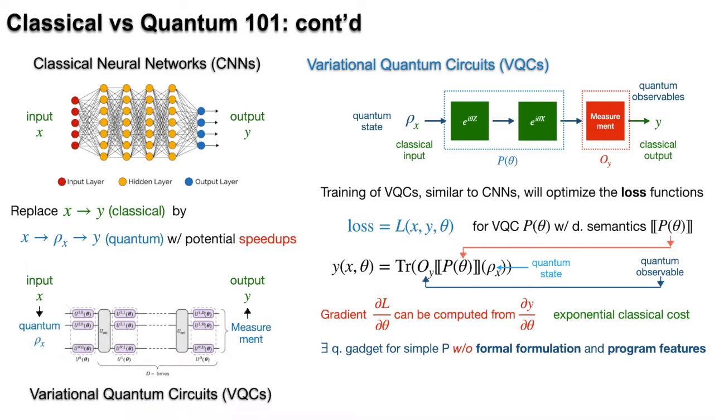Well, the cost will be exponential. We know for very simple P, there's some quantum procedure that can help you compute this Y or the gradient of this Y efficiently. However, this is without formal formulation and programming features. So what we have done so far hopefully convinces you to think about this problem and zoom into relevant applications. We see a lot of conceptual challenges, and I promise you there's more to come.